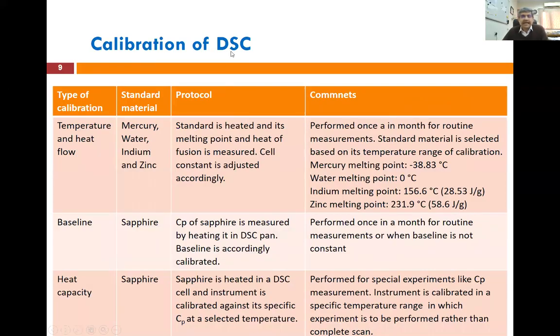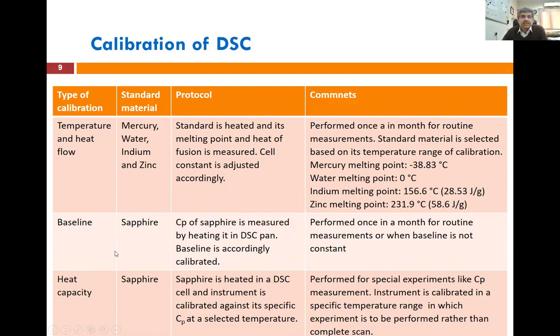The DSC instrument, like all other instruments, needs to be calibrated before use, and these are the protocols that are used for the calibration of the DSC. We are not going to get into the full details, but just as an example, the calibration of the temperature and heat flow can be done using standard samples of mercury, water, indium, and zinc. The baseline of the heating curve can be calibrated using sapphire as the sample. Similarly, heat capacity can be calibrated using sapphire.